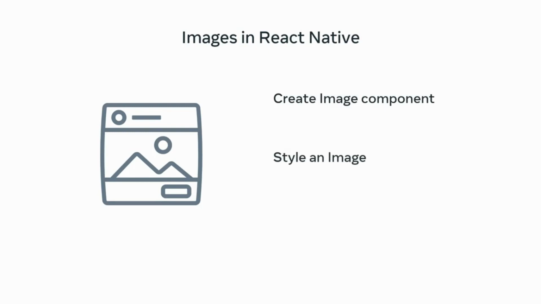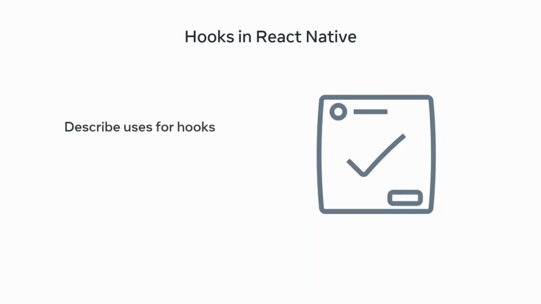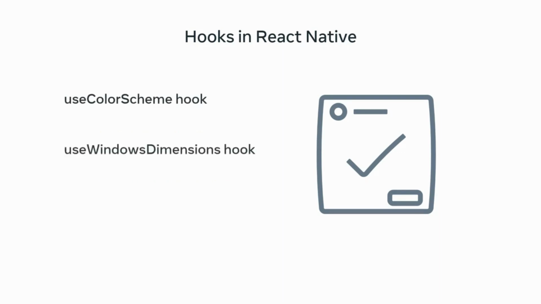You then undertook the third lesson in this module, where you went in depth into hooks in React Native. Following this lesson, you should now be able to describe situations in which hooks are useful and describe the basic coding structure for applying a hook in a component. You should also know how and when to make use of several common hooks, namely the useColorScheme hook, the useWindowDimensions hook, and several community hooks created by the React Native developer community.